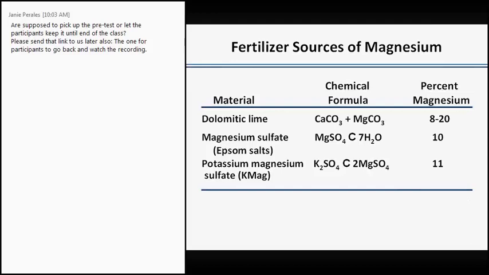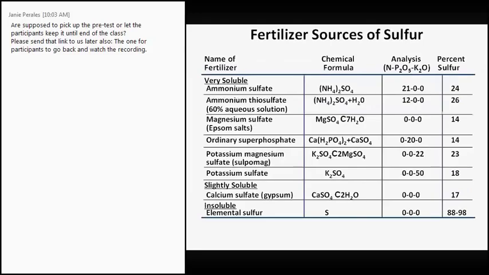Percent of magnesium in each of those, somewhere between 8 and 20% on the dolomite, and about 10 or 11% on the Epsom salts and the sulfomag. Good sources, especially the sulfomag, because you get the potassium, magnesium, and the sulfur there. And again, we use the dolomitic limestone to raise the pH. So if you're low in calcium and/or magnesium, by adding agricultural limestone, either as calcite or dolomite, you also add calcium and magnesium to the system. So it's a secondary effect of the lime.